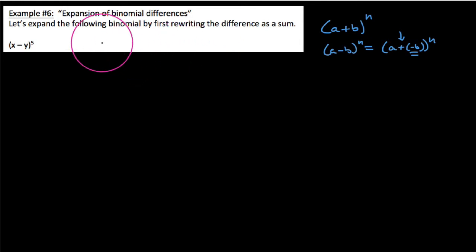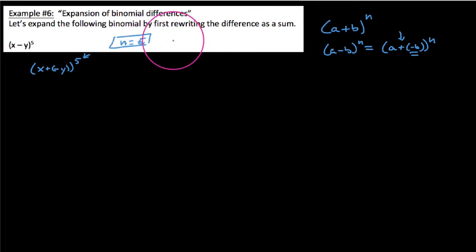So you'll notice I say let's expand the following binomial by first rewriting the difference as a sum. So this x minus y to the fifth, we're going to reinterpret as x plus a negative y to the fifth power. Things I want to identify: first, what power we're taking this to. We say the power of n, where n in this case is equal to 5.